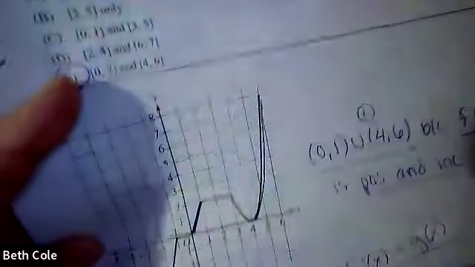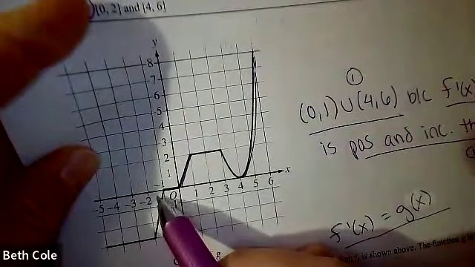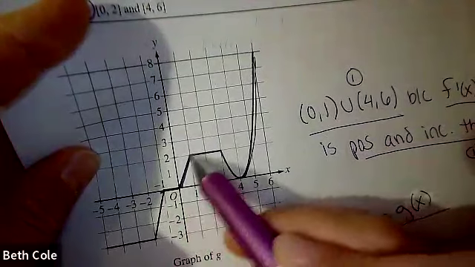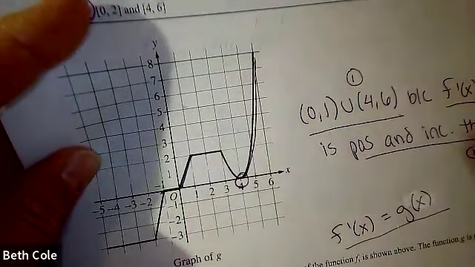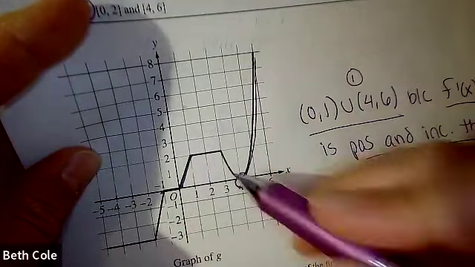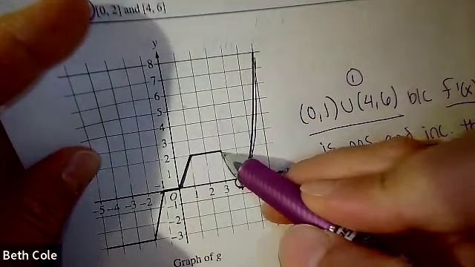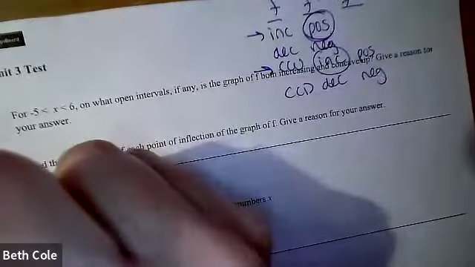The constant parts don't count. So this is not an inflection point. This is not an inflection point. This is not an inflection point. The only one is at x equals 4. All right. We have a change in our derivative from decreasing to increasing. So we're going to say, for this one, I'll put it in here.